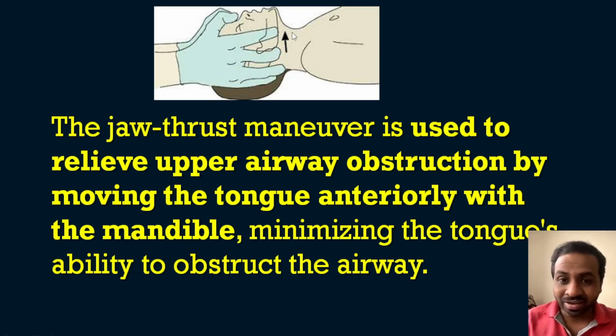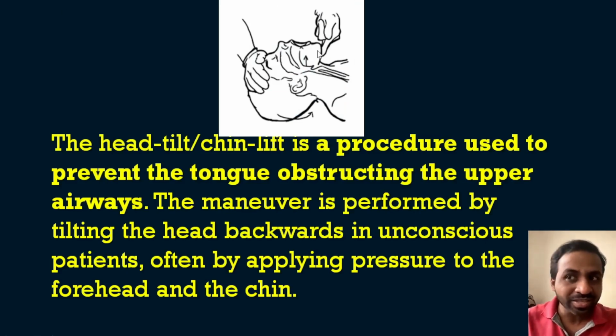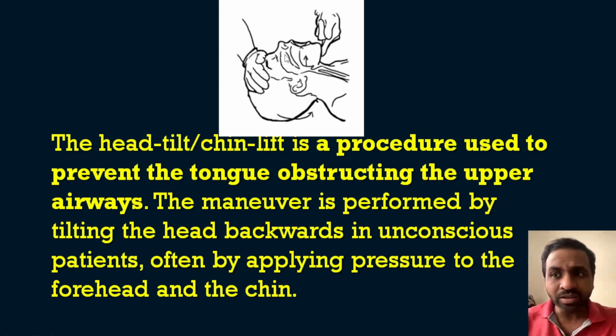Then another option was the head tilt or chin lift maneuver. Don't be confused with the jaw thrust. The head tilt or chin lift is a procedure used to prevent the tongue obstructing the upper airways. The purpose is the same, and the maneuver is performed by tilting the head backwards in unconscious patients, often by applying pressure to the forehead and the chin. The pressure is applied on the forehead and the chin, slightly elevating. This is elevating the chin by tilting the head, which is why it is known as the head tilt chin lift maneuver. This is also to prevent the tongue obstructing the upper airways.